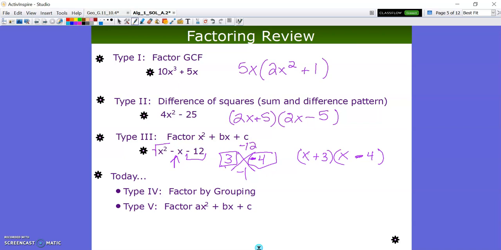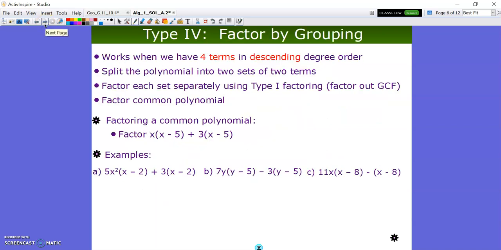And we're going to move on to the next type of factoring, which is called factor by grouping. This is my favorite one to do. In factor by grouping, you have to have 4 terms. So we worked on a binomial, we worked on a trinomial, now this one has 4 terms. And our terms are all in descending order.